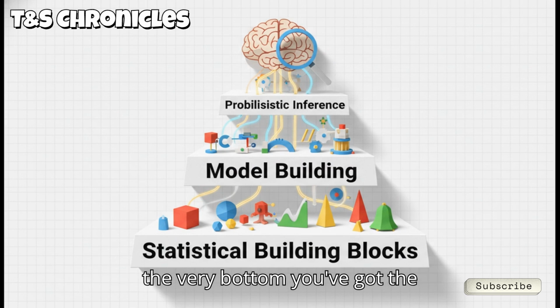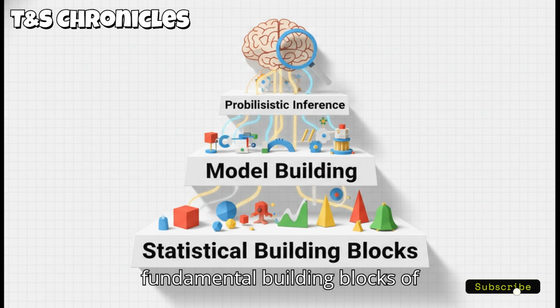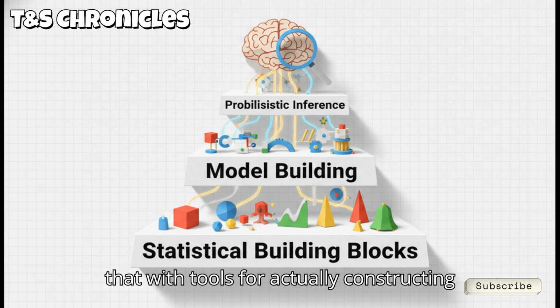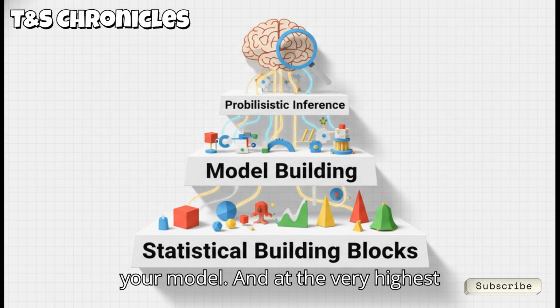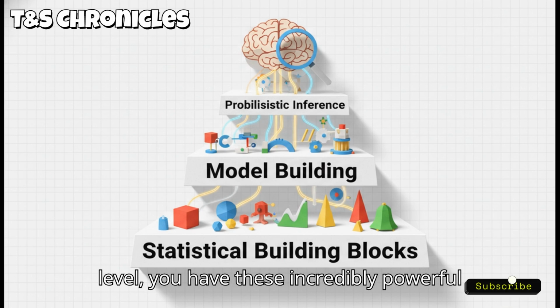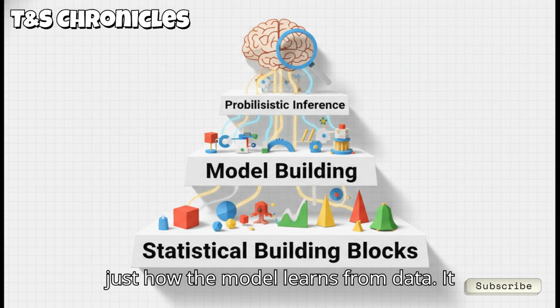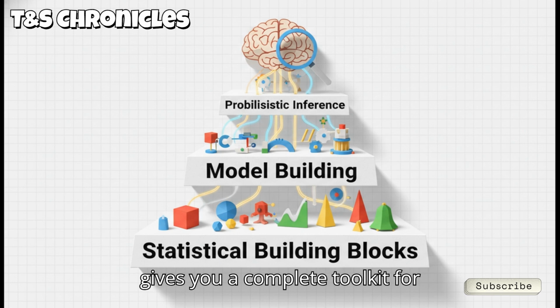At the very bottom, you've got the fundamental building blocks of statistics, things like probability distributions. Then, you build on top of that with tools for actually constructing your model. And at the very highest level, you have these incredibly powerful algorithms for inference, which is really just how the model learns from data. It gives you a complete toolkit for probabilistic machine learning.